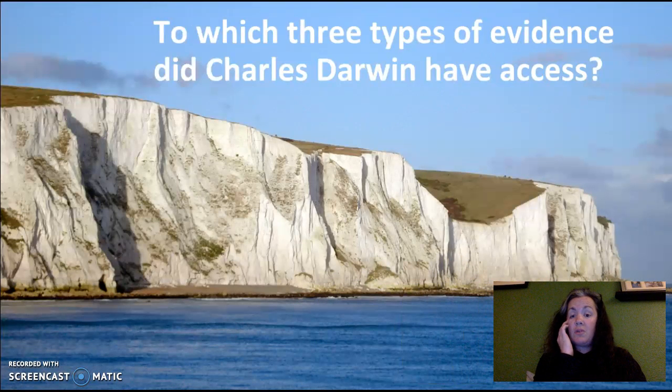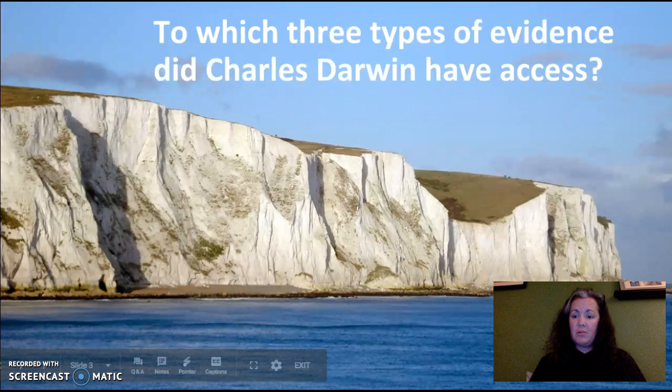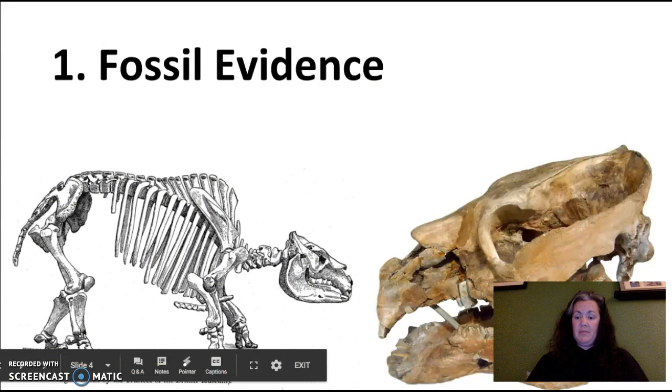So Charles Darwin didn't have the evidence that we have. He didn't have this understanding of chromosomes and how there were mutations that could just show up in a genome. So really, he was limited in the evidence that he had access to, and that helped him understand what was taking place. He had fossil evidence.